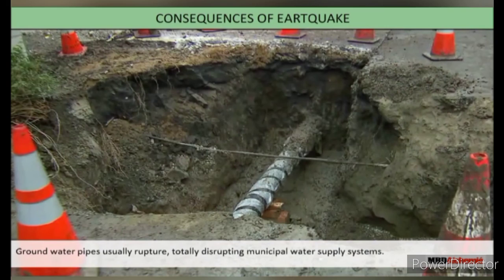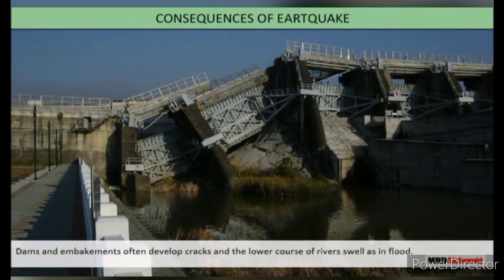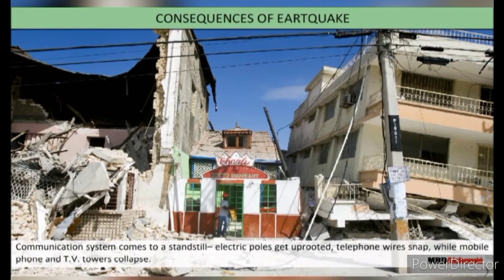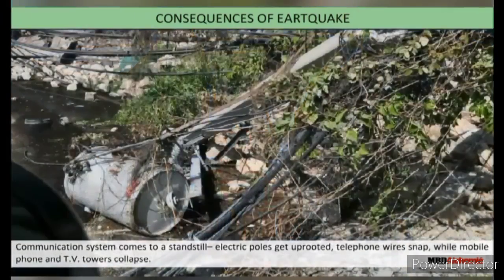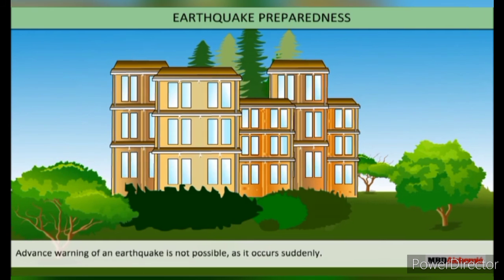Groundwater pipes usually rupture, totally disrupting municipal water supply systems. Dams and embankments often develop cracks, and the lower course of the river swells as if in flood. Communication systems come to a standstill. Advance warning of an earthquake is not possible as it occurs suddenly.